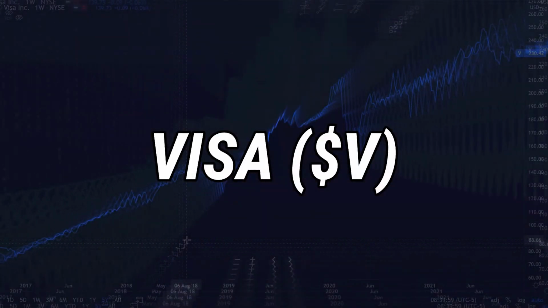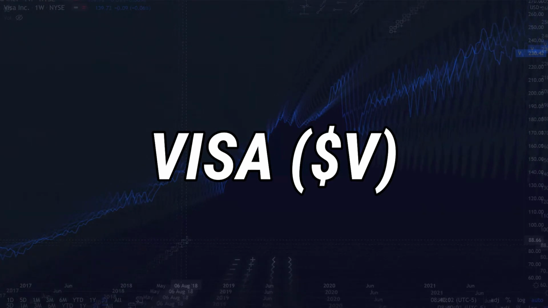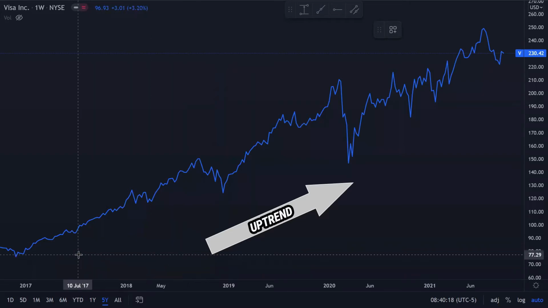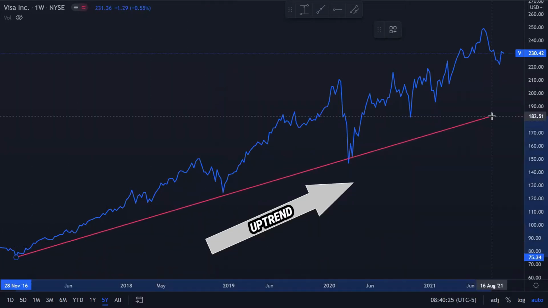Let's take a look at this chart of Visa, ticker symbol V. It's pretty easy to tell by looking at this chart of Visa that it's on an overall uptrend because each high point is higher than the one before it, and the same for the low points. To identify this uptrend with a trend line, we just connect the low points of the chart. So we'll start our line here and bring it here.